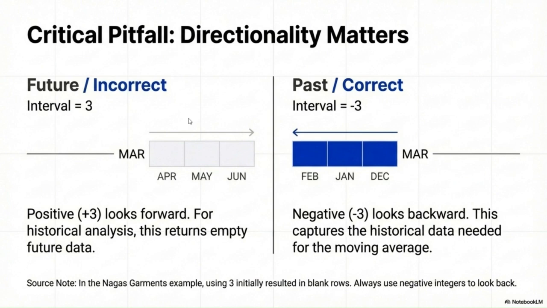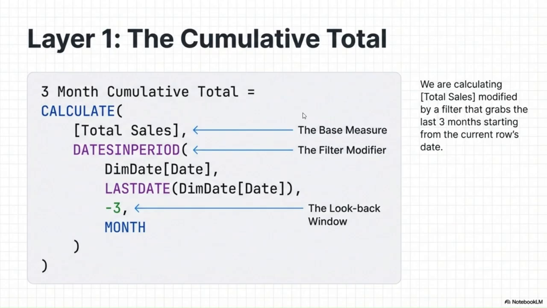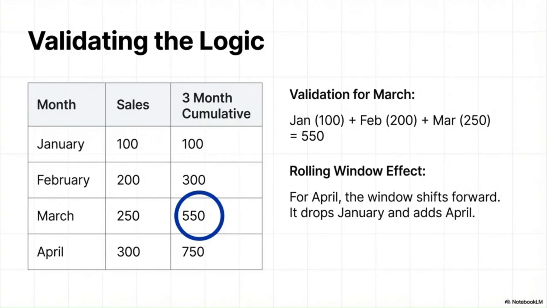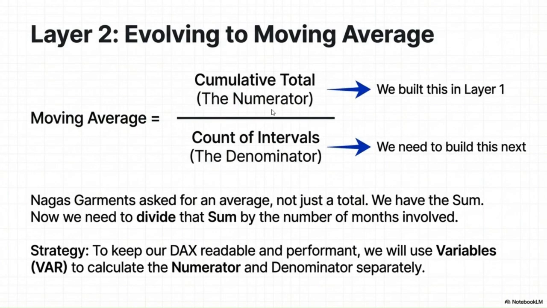One common mistake is direction. Positive numbers look forward, negative numbers look backward. Since moving averages are historical, we always use -3. Using +3 would try to fetch future data and return blanks. First, we calculate a cumulative total. This gives us the total sales for the last 3 months combined. Then we validate the number, because understanding the rolling behavior confirms whether our logic is correct or not.